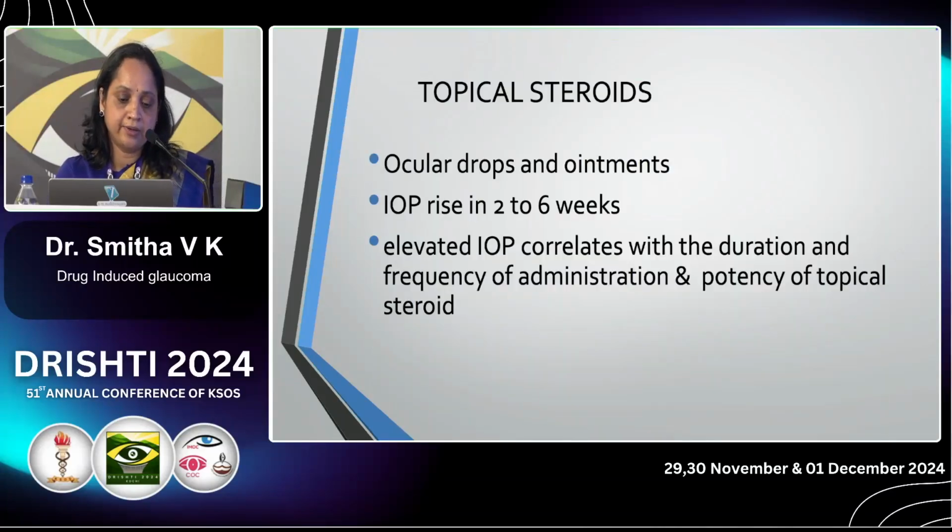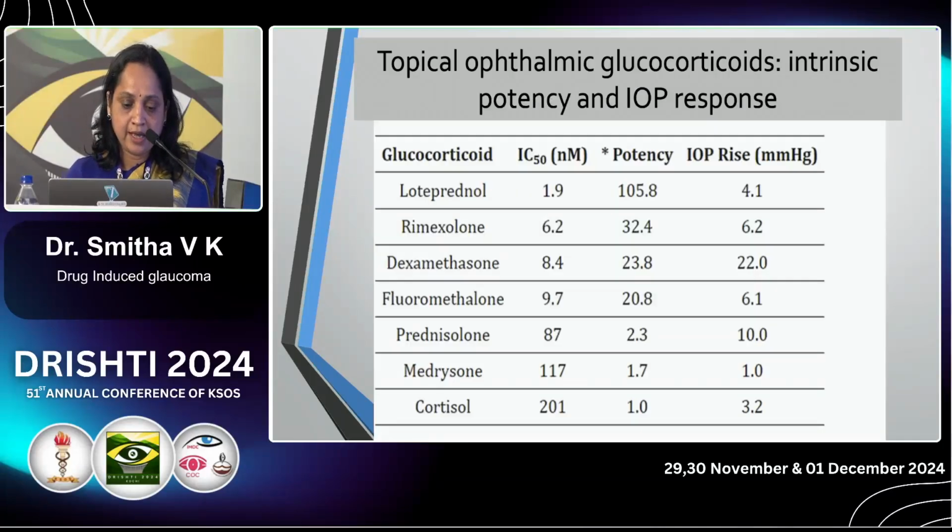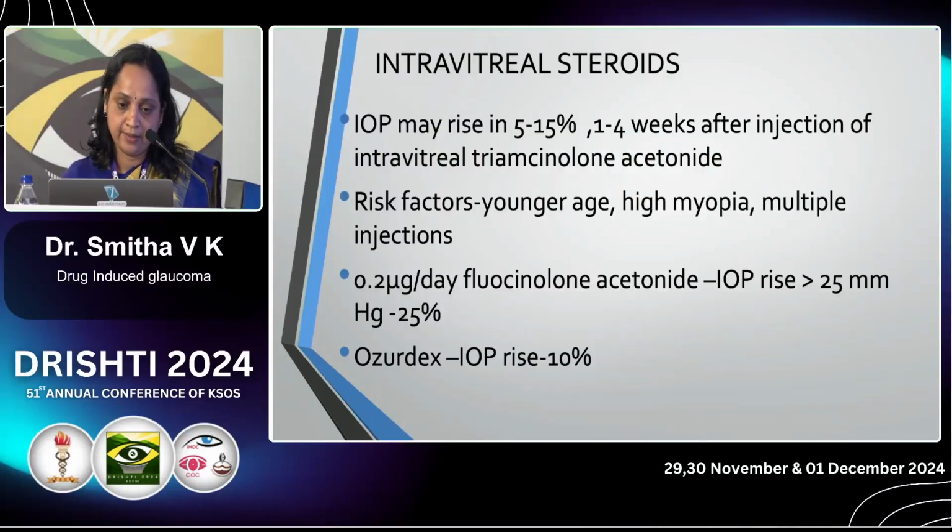Topical steroids cause rise in IOP in 2 to 6 weeks, and this elevated IOP correlates with the duration and frequency of administration and the potency of the steroid. Dexa and prednisolone have higher rise of IOP, while loteprednol and fluorometholone cause less rise in IOP. Intravitreal steroids like intravitreal triamcinolone cause rise in IOP in 1 to 4 weeks after injection, and the IOP rises about 5 to 15%. The risk factors include younger age, high myopia, and multiple injections.